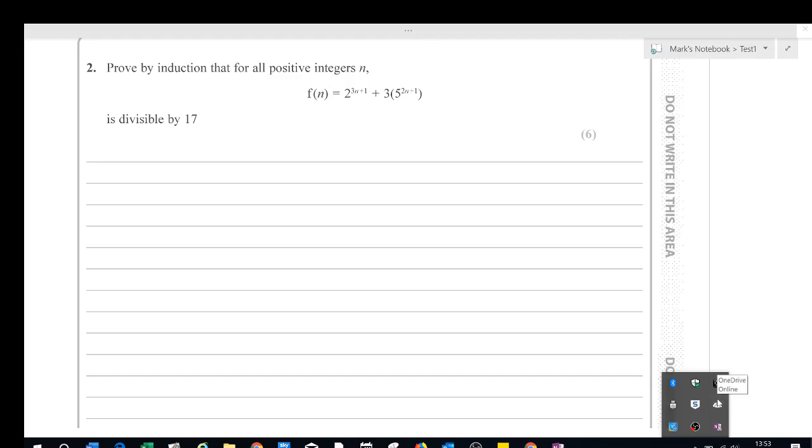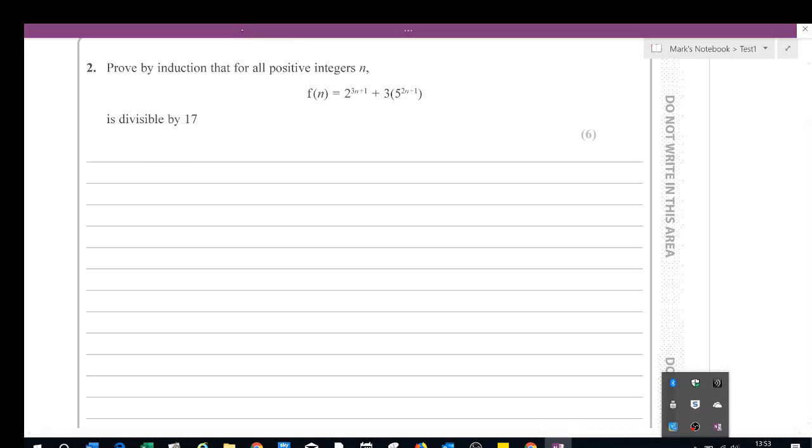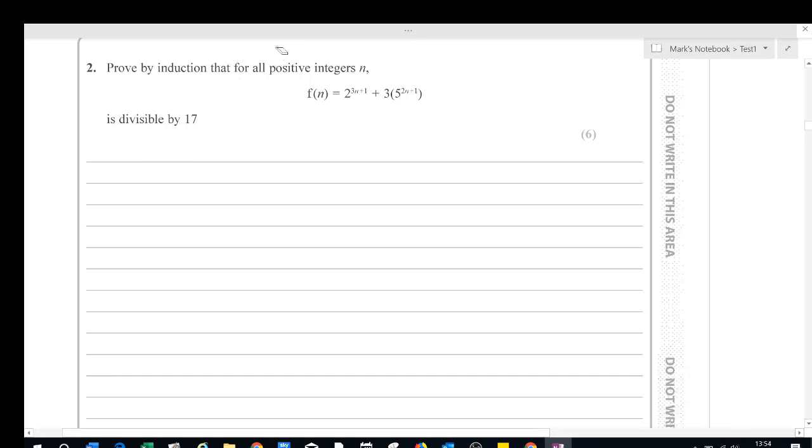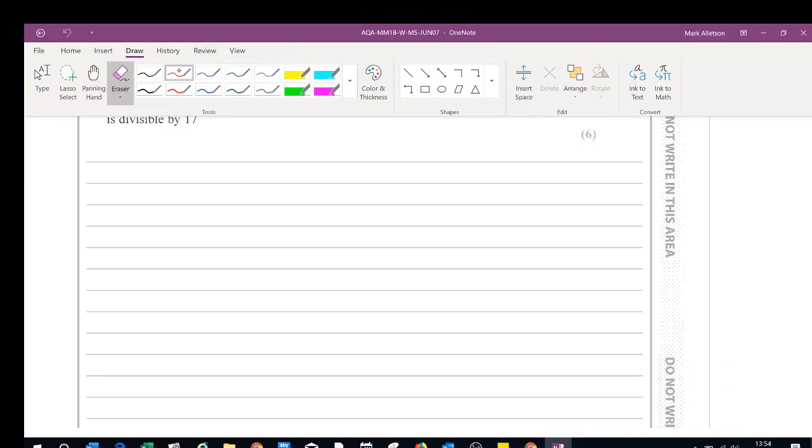Right, question 2. Prove by induction. So first of all, to prove by induction, we use the case where n is 1. So let's prove it's true for n is 1.